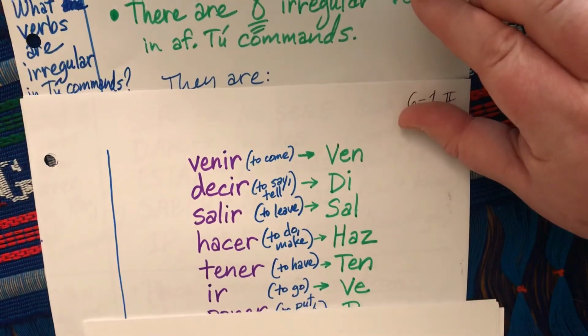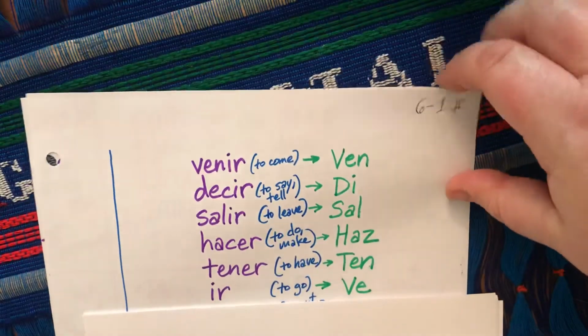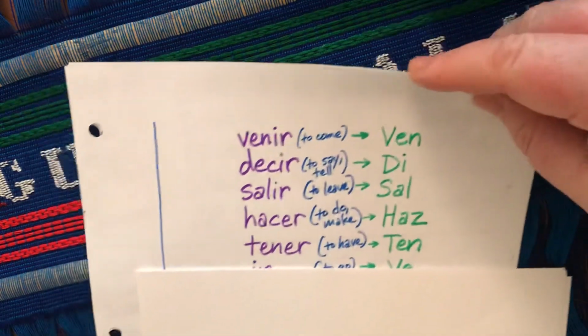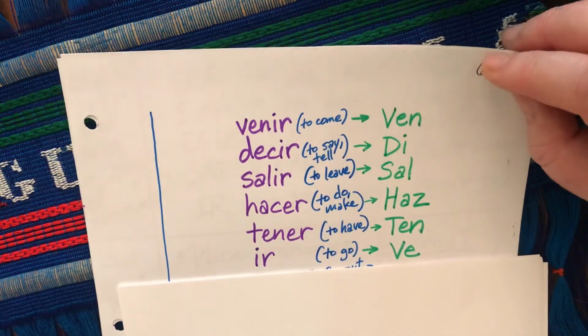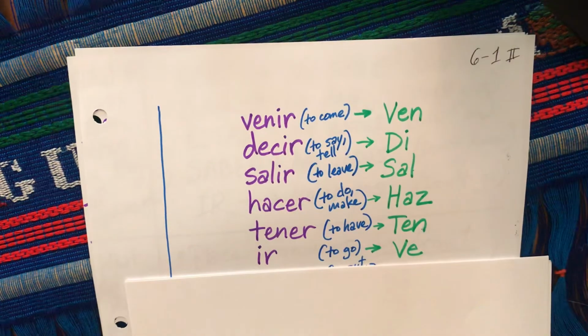Next one, ir is be. Sorry about that. Try to line these up better. There we go. Ve, sorry. So ve a la oficina. Go to the office. Ve a la oficina.